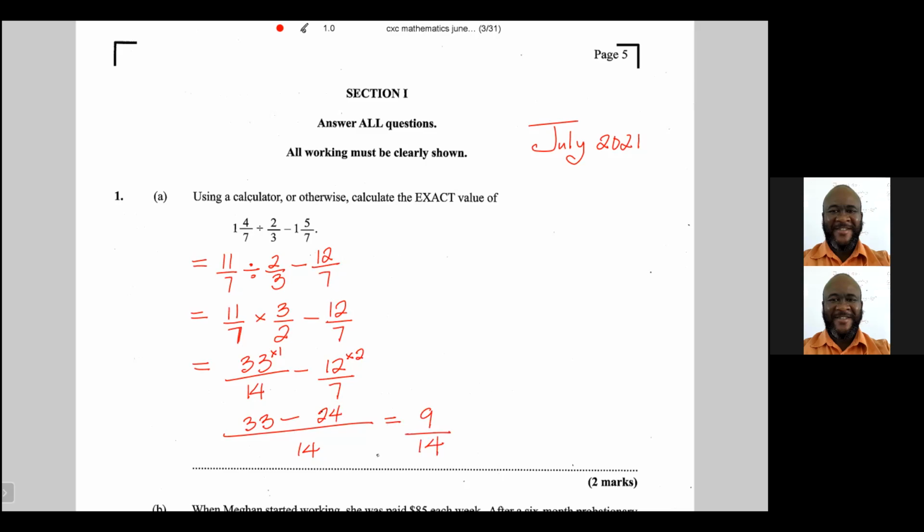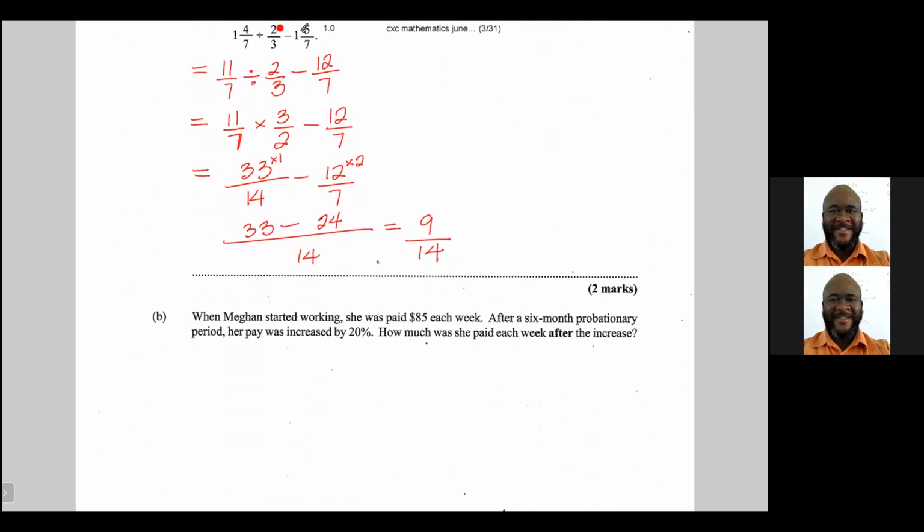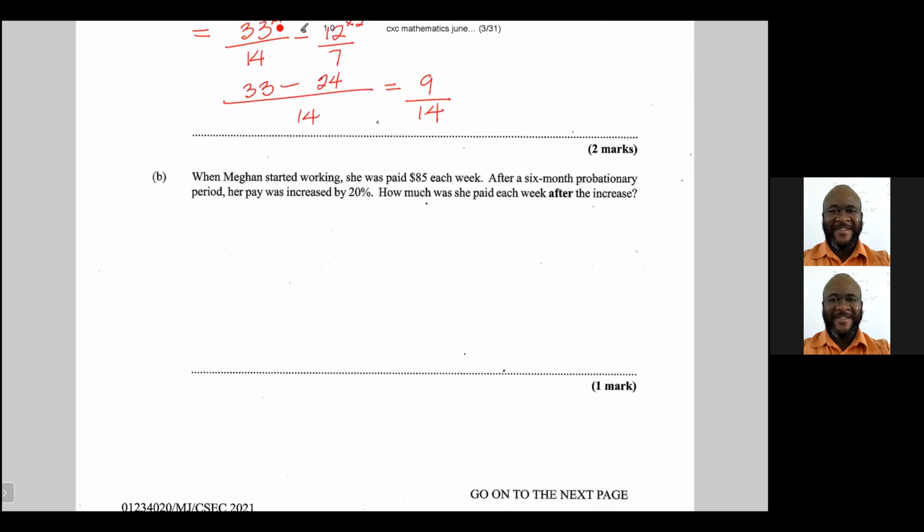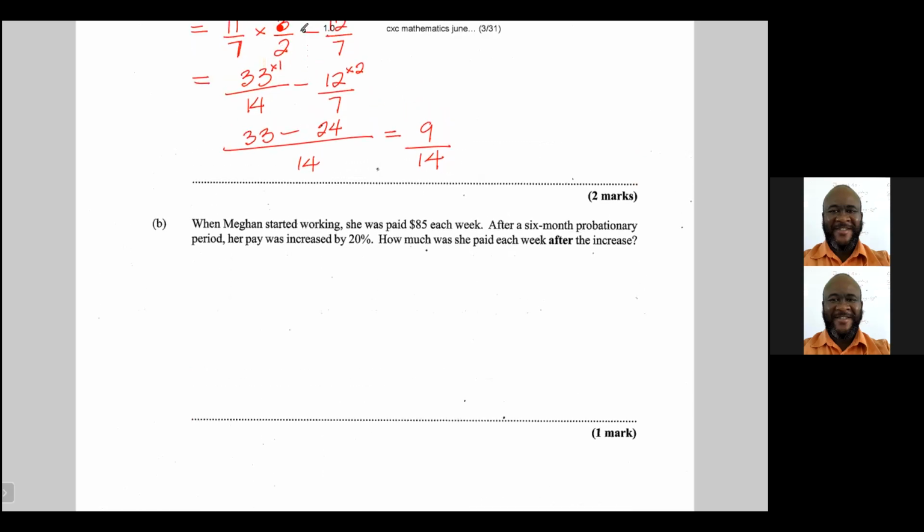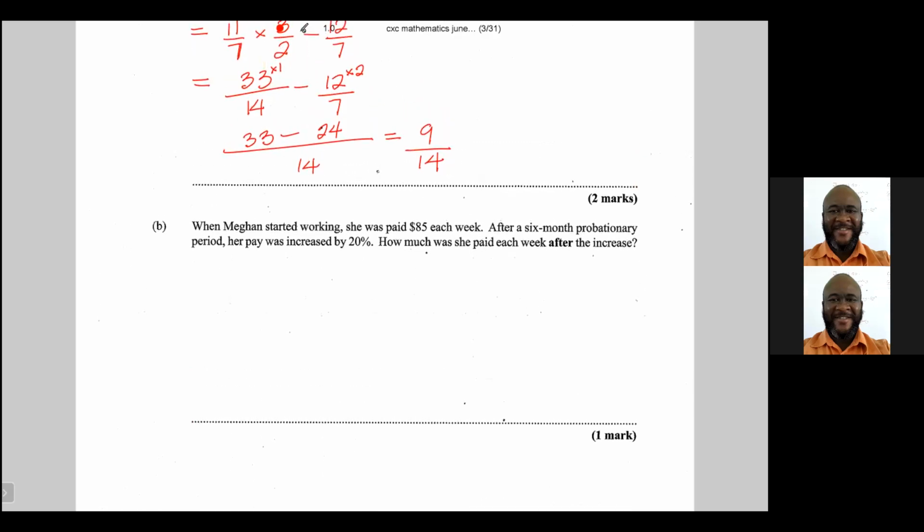So let's move on. The B part of the question says, when Megan started working, she was paid $85 each week. After a 6 months probationary period, her pay was increased by 20%. How much was the pay each week after the increase? Well, if you increase something by 20%, it's going to become 120%.